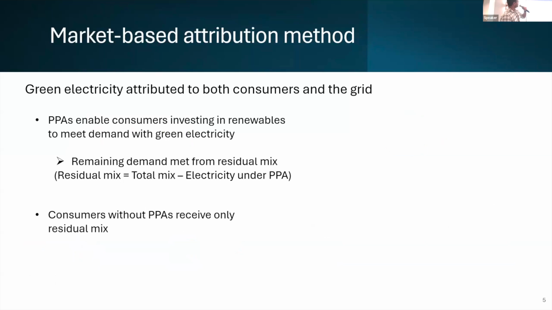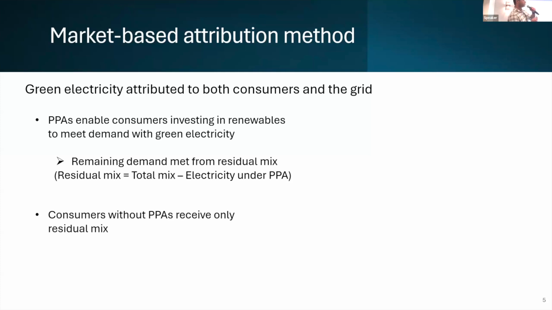On the other hand, in the second method, the market-based attribution method, even after electricity is delivered into the grid, the sources can be segregated. And so the consumers can choose the source of electricity that is supplied to them. This works via power purchase agreements, or PPAs. Consumers investing in renewables can have these PPAs, which attribute the generated green electricity solely to these consumers, and no one else can claim it. And they can use that to meet their electricity demand.